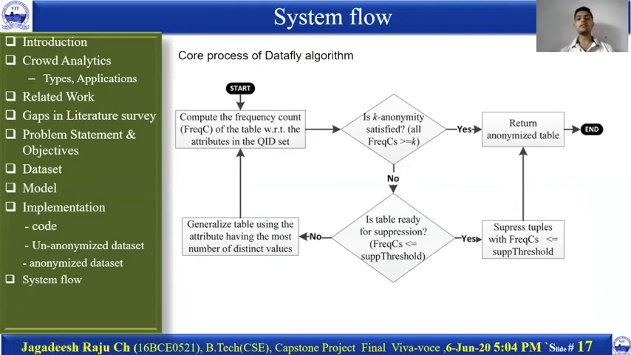If it's greater than or equal to k, then yes, we'll return the anonymized table. If not, we'll try table suppression. We'll check whether the frequencies are less than the maximum threshold which we have denoted as the suppression threshold. If yes, then we'll suppress the table and directly return the anonymized table. But if not, we'll generalize it again using the attribute having the most number of distinct values, and then we'll reiterate the loop and check if it's finished.